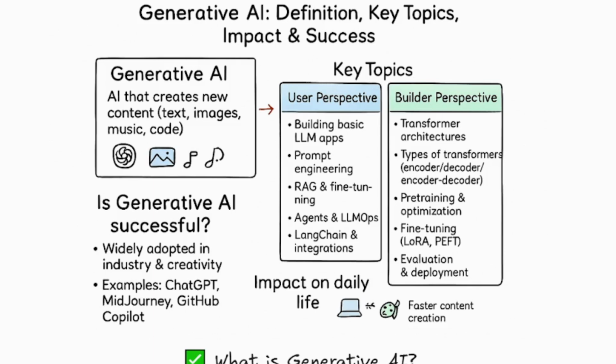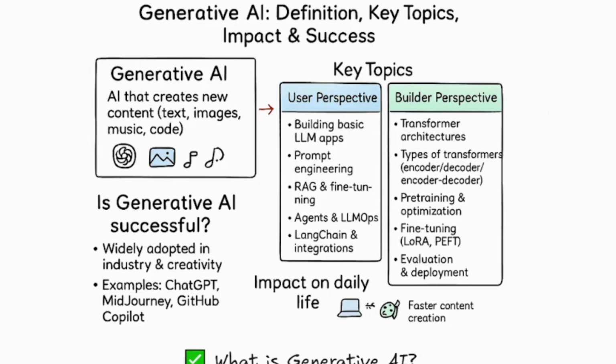AI that creates content, generates brand new content instead of only analyzing data. Difference from traditional AI: traditional AI looks at patterns and predicts outcomes. Generative AI creates something completely new. Examples: ChatGPT for text, Midjourney for images, music generation AI, and code generation like GitHub Copilot. Why it matters? It speeds up creative work, assists in research, and automates repetitive content creation.